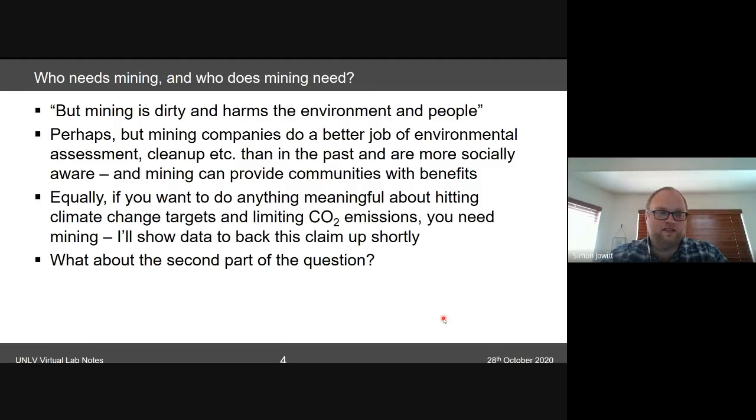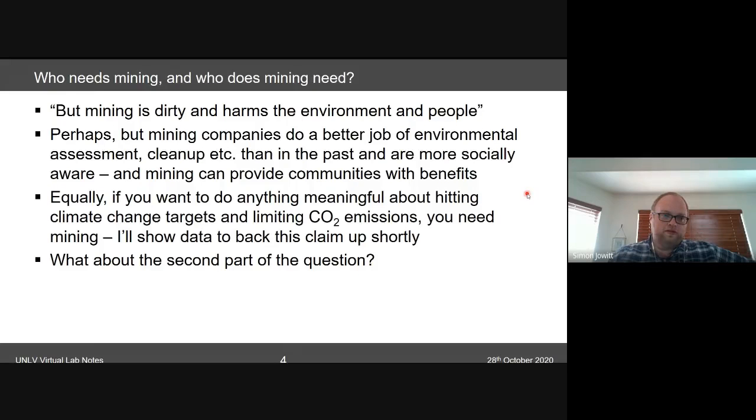Certainly, there are a lot of legacy mining sites around the world that are still problematic today. But a lot of those are from the past, and mining companies certainly do a lot better job of environmental assessment, cleanup, remediation, and the like. And they're also more socially aware. Mining can also be beneficial to communities, both local and national and global. Things are improving on this side, but certainly, as I said before, if we don't have mining, we essentially don't have modern life. And that goes into the future as well.